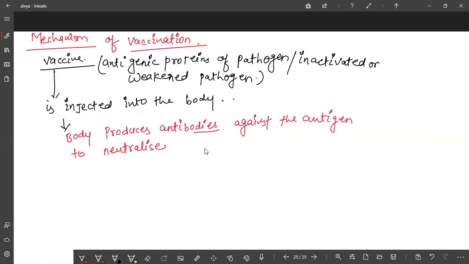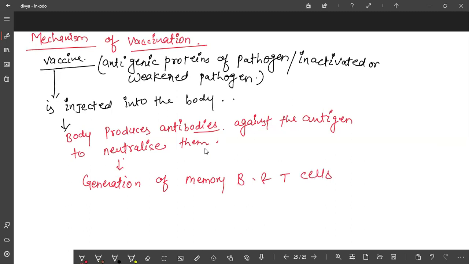So what will happen when the vaccine is injected into the body? The body produces antibodies against that antigen. And why? To neutralize the pathogenic activity, or you can say the disease causing ability. So the body produces antibodies against the antigen to neutralize the pathogen. And what will happen then? There will be generation of memory B and T cells. This is the principle of immunization.